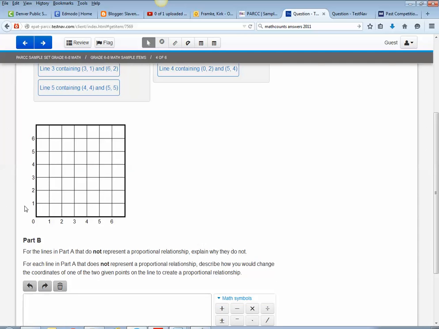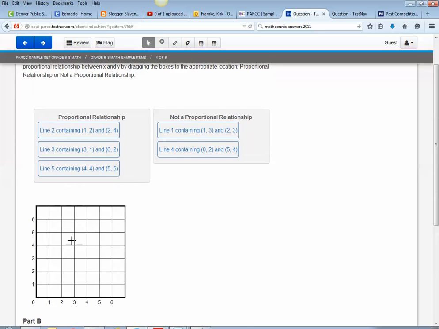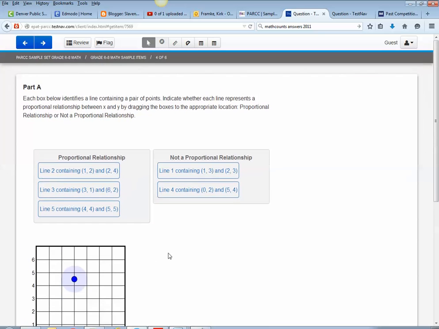All right. Part B. For the lines in Part A that do not represent a proportional relationship, explain why they do not. For each line in Part A that does not represent a proportional relationship, describe how you would change the coordinates of one of the two given points to create a proportional relationship.